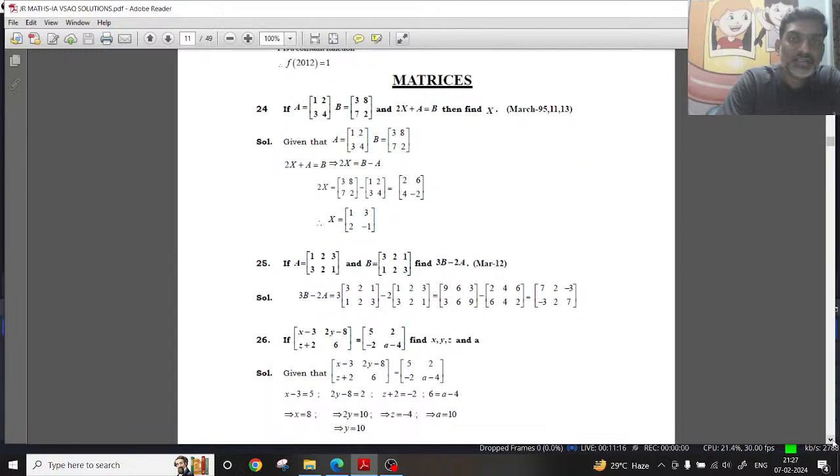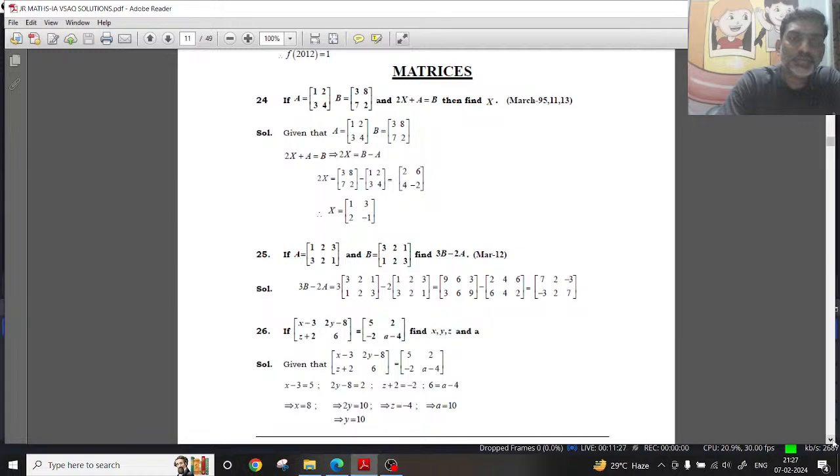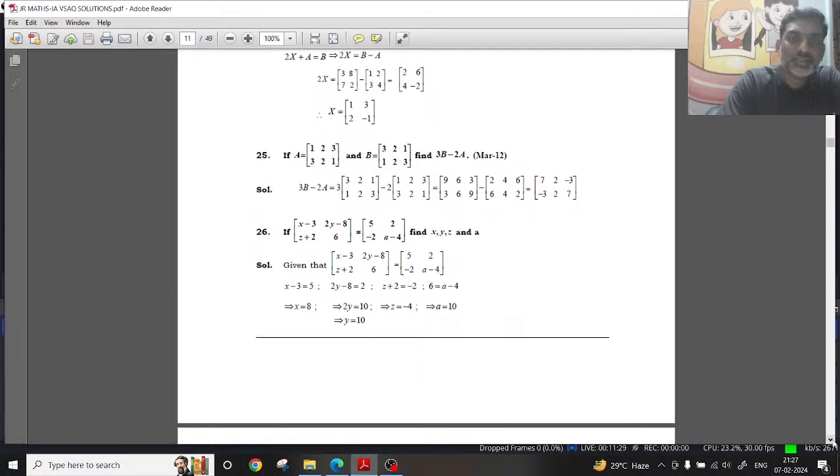In matrices, question number 24: A is given, B is given, finding the unknown matrix. So here X is the unknown matrix, X we have to find out. This is just a simple substitution. Question number 25 also simple substitution.